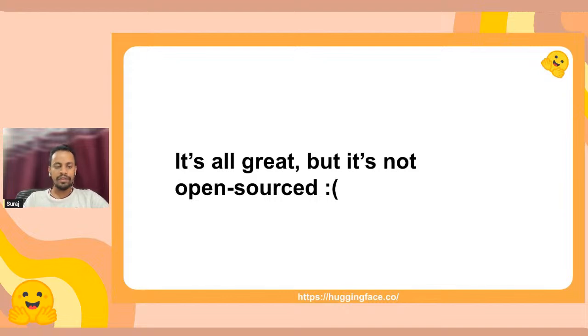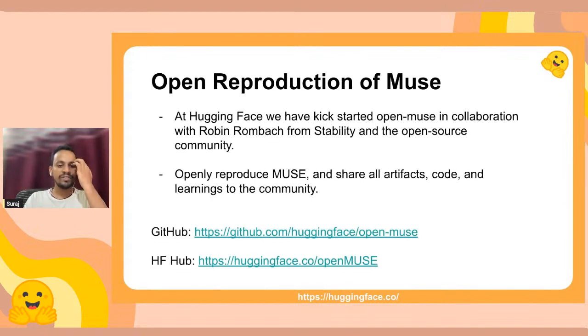And so in the spirit of open reproduction at Hugging Face, we have kickstarted a project to openly reproduce Muse, and we are collaborating with Robin Rombach, the creator of Stable Diffusion, and the open source community to openly reproduce and train the Muse model, and then along the way share all artifacts, code, and learnings with the community, so the community can build on top of it. We have open sourced the code at this GitHub URL, and all the intermediate checkpoints will be available on the hub as we train them.